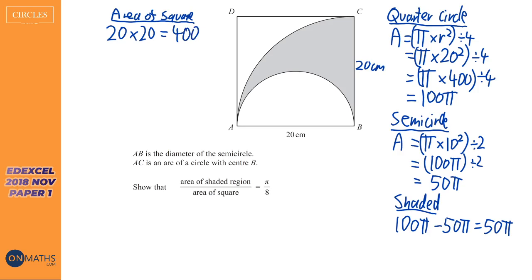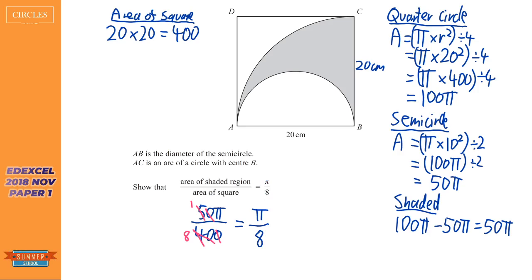Okay, so it says it wants area of the shaded region over the area of the square. So the area of the shaded region we've said is 50 pi. The area of the square is 400. Okay, now we need to cancel that fraction down. Well, I can divide top and bottom by 10, so that would be 5 over 40. And I can divide top and bottom by 5, right? So that would be 1 over, so what's 40 divided by 5? Well, that would be 8. So that equals 1 pi, or just pi, over 8. And that's the answer in the question, so we know we've got it right.